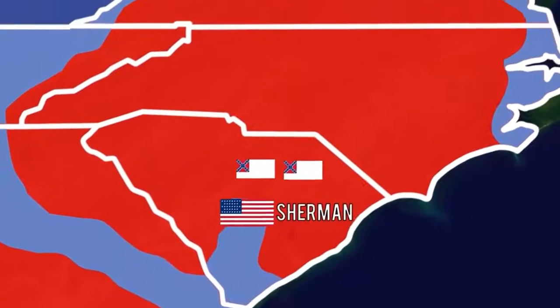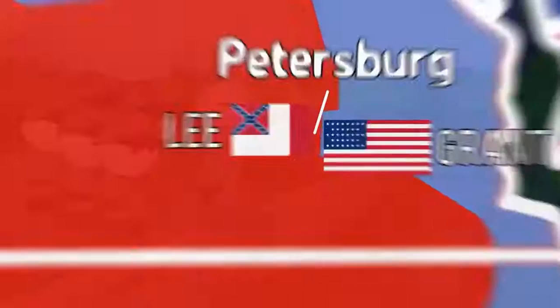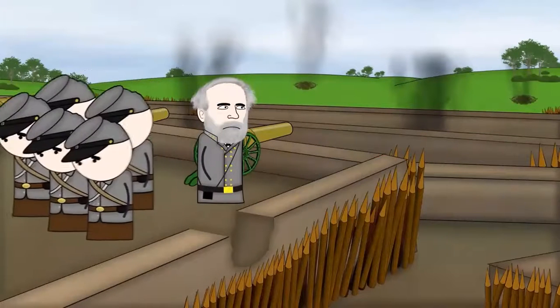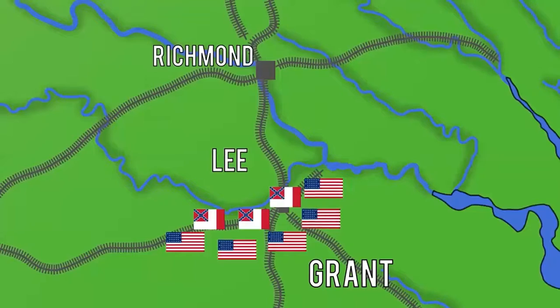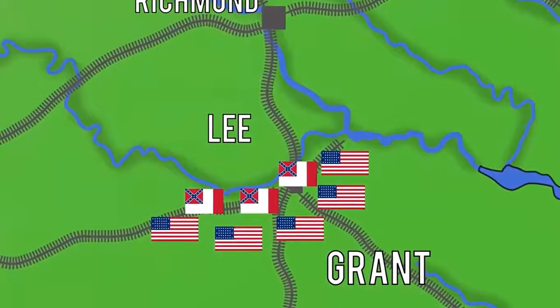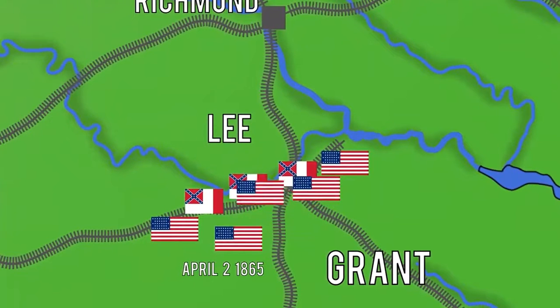As he moved, he came ever closer to General Lee's army, still holding out at Petersburg. The siege of Petersburg had lasted for 292 days. 60,000 of Lee's men had deserted. Numerous Union attempts to break through had failed, but when the breakthrough finally came, it came quick. On April 2nd, a Union assault finally pushed the Confederates from their defenses.